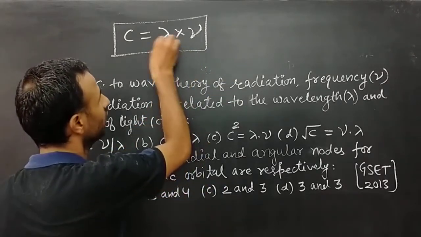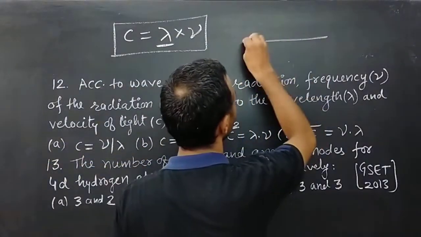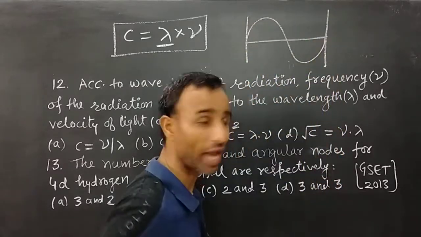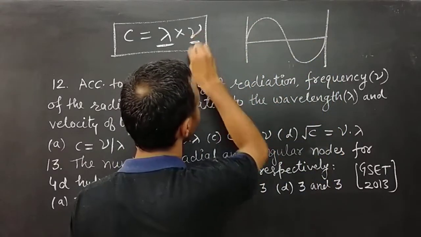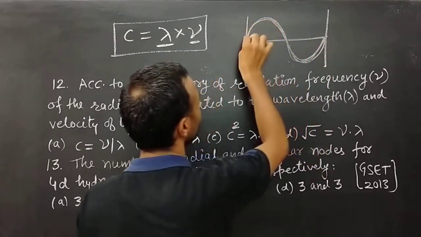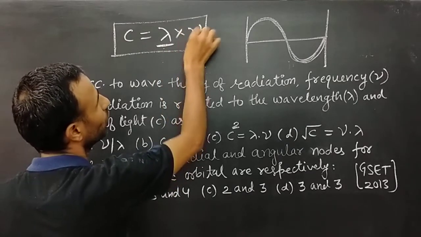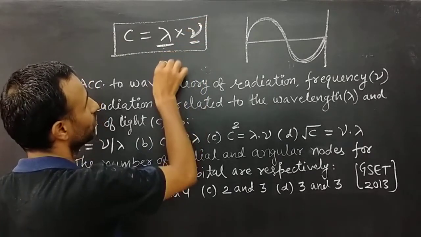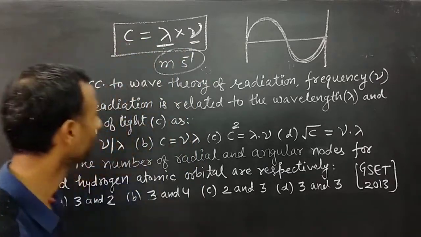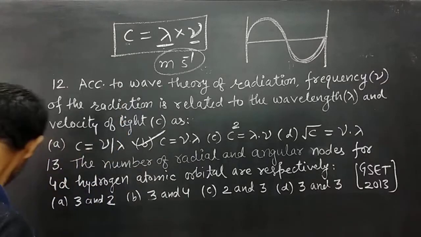Wavelength means distance for the complete wave, and frequency is the time taken to complete this cycle. That means this is per second, this is meter, this is per second, so this is actually speed of light. So that means B option is correct.